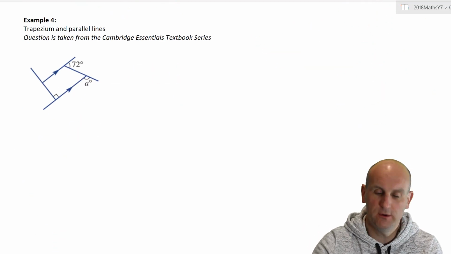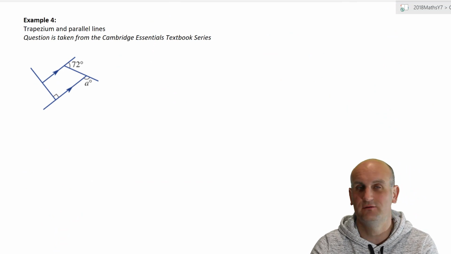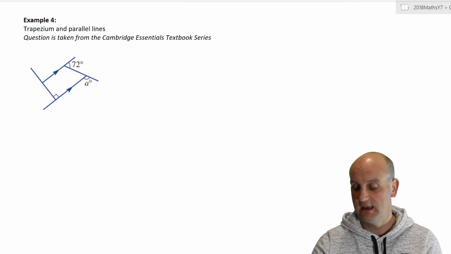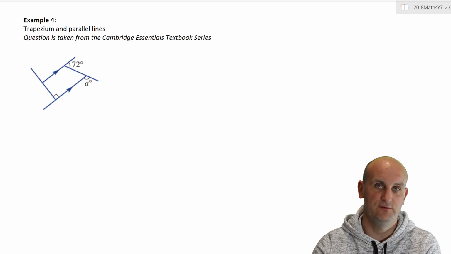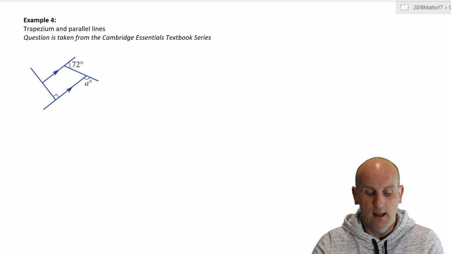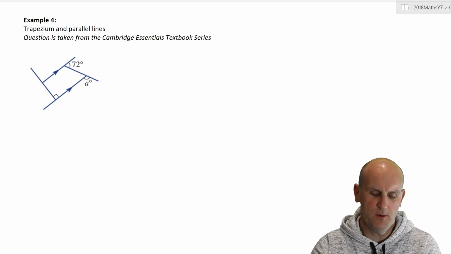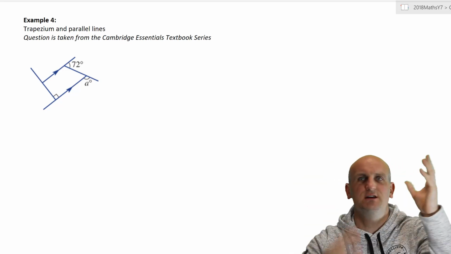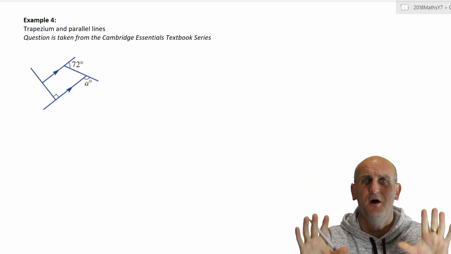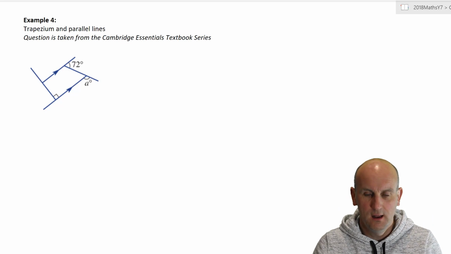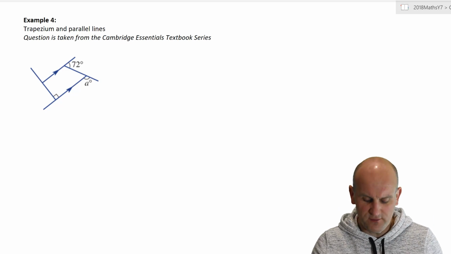Now, I've got 2 more examples to do, and these are coming from the Cambridge Essentials textbook series, which I used to teach. And Cambridge have been very, very kind to allow me to use them in these videos. So, let's look at this question here. We've got a trapezium, we've got parallel lines, we've got things squidging off it all over the place. It's like, whoa, slow down. But that's all right. We can do this. We can find this.